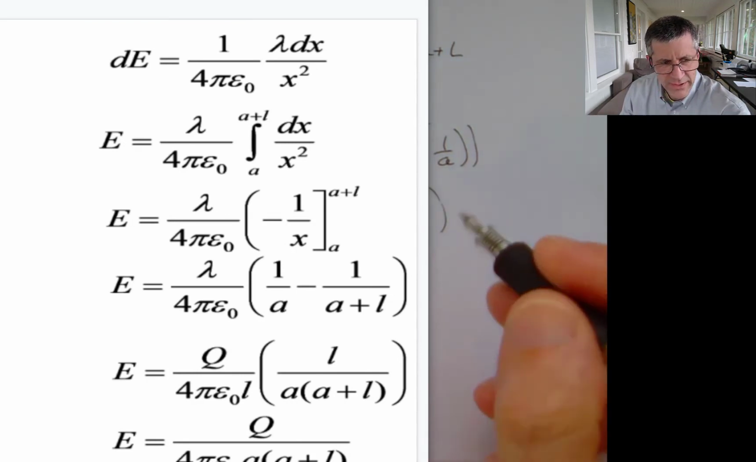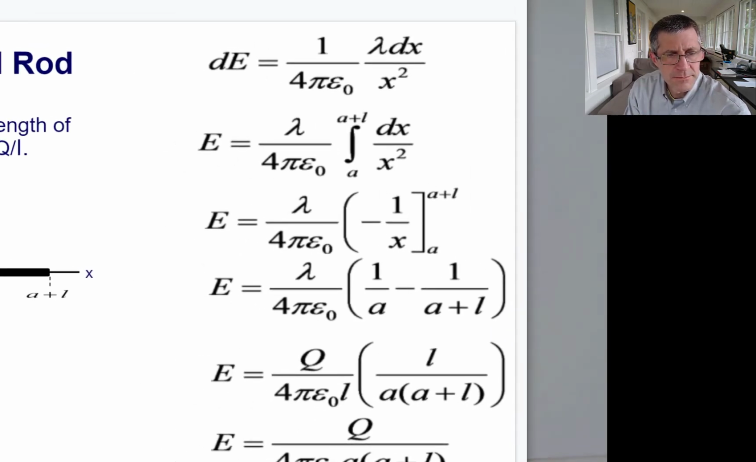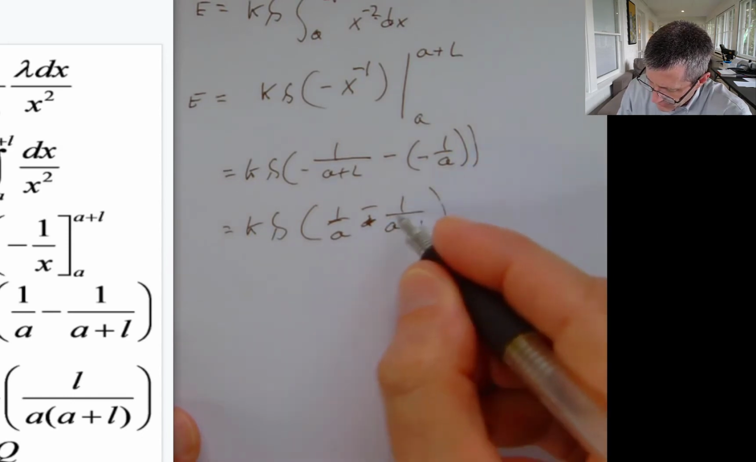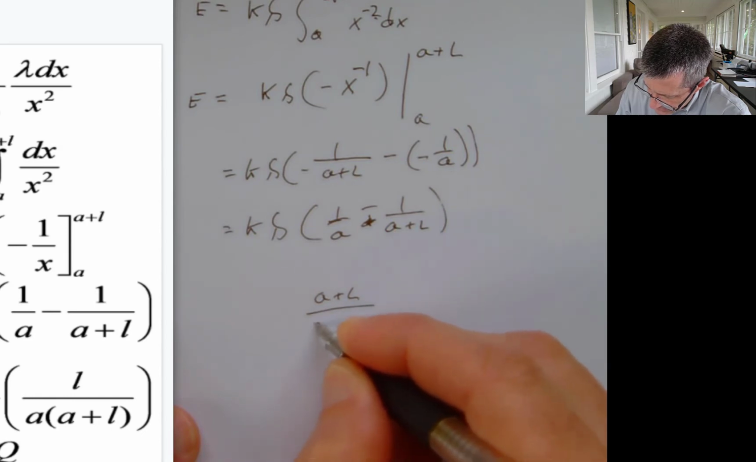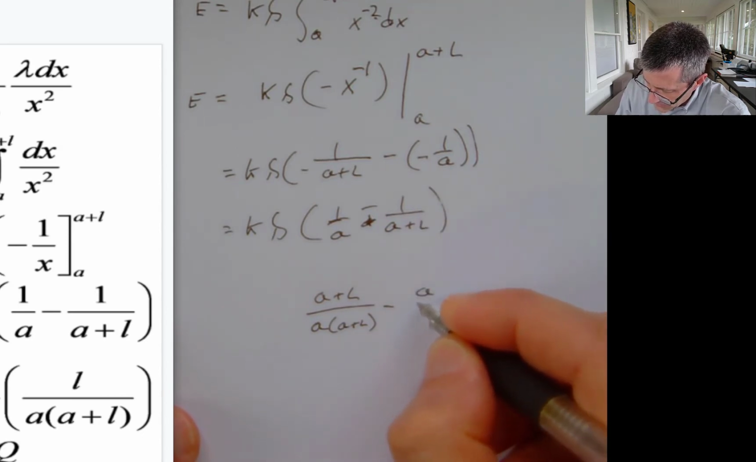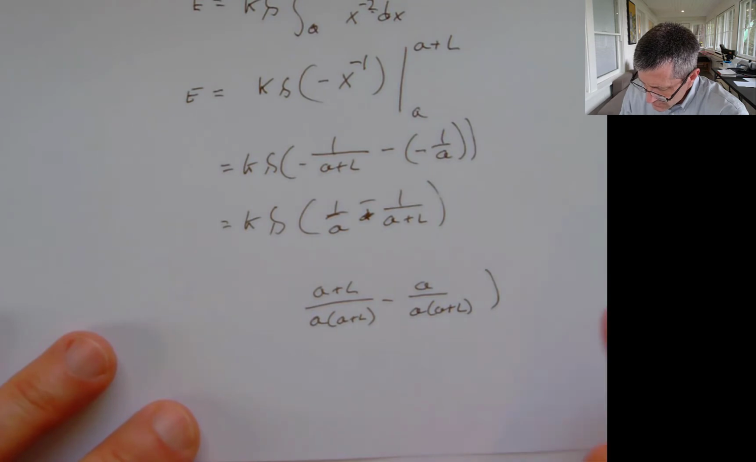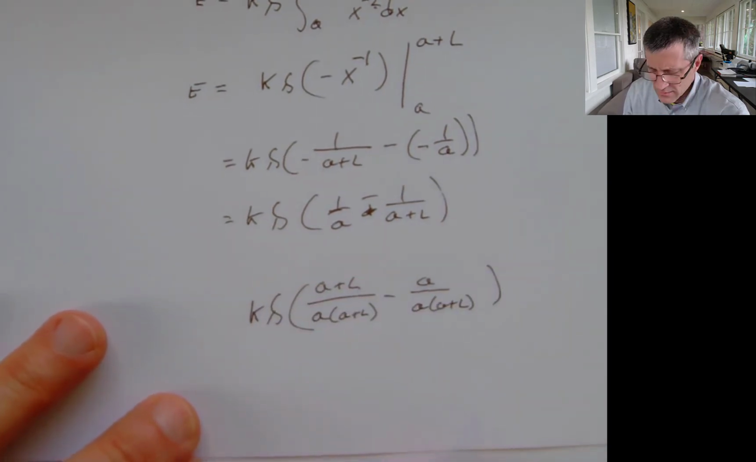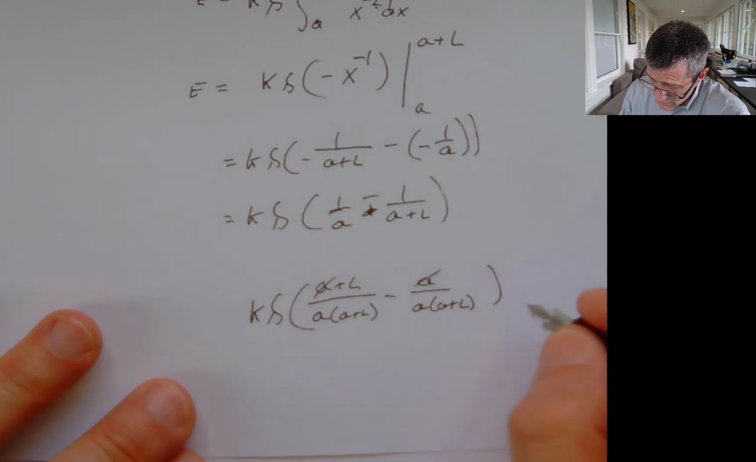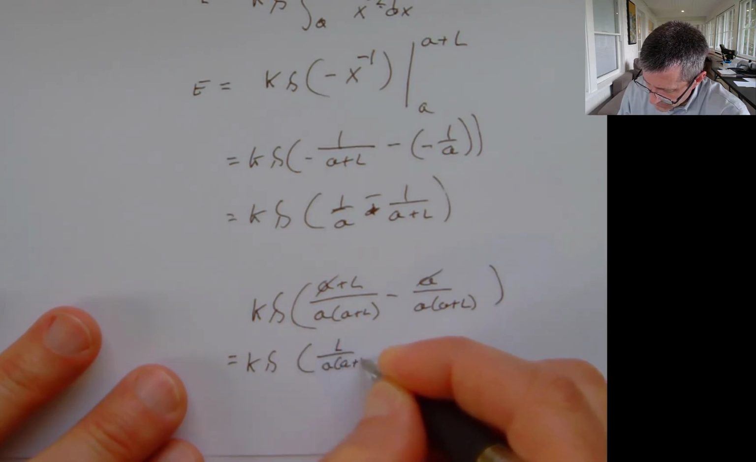I can simplify this as shown here. So I want to simplify a fraction, so I'm going to multiply top and bottom by a over L, and I multiply top and bottom by a, so it's minus a over a times a plus L. All right, so simplifying my fraction and multiplying by k lambda, this a is going to cancel here, so I'm left with just L. So this is going to be equal to k times lambda times L over a times a plus L.